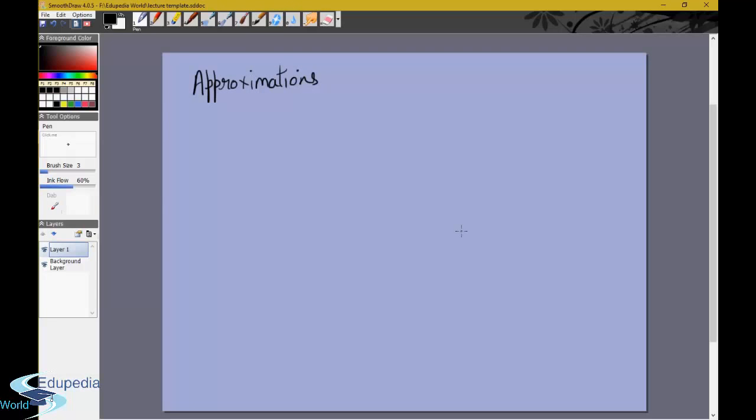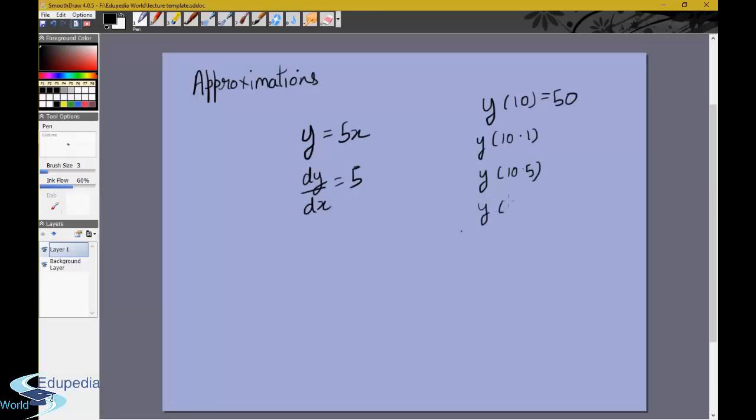So let's just start with a very simple example. Y is equal to 5x and dy by dx is equal to 5, right? And let's say we know that y of 10 is equal to 50. We want to calculate y of 10.1 and y of 10.5, let's say, and y of 11.